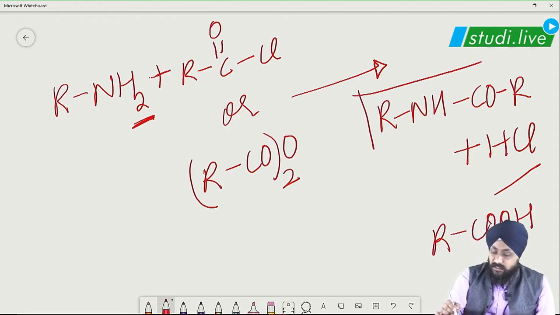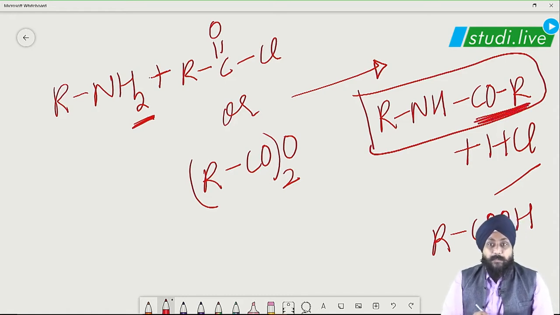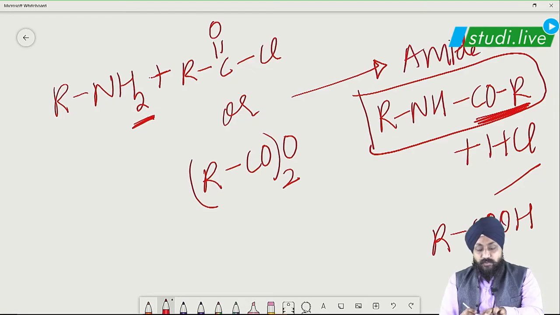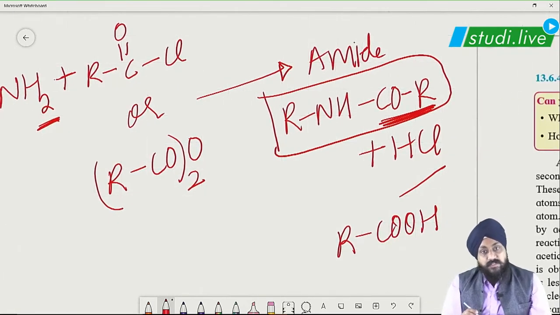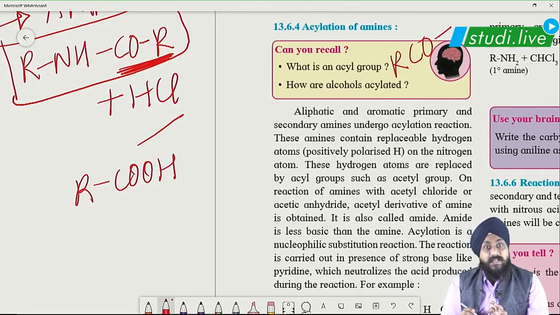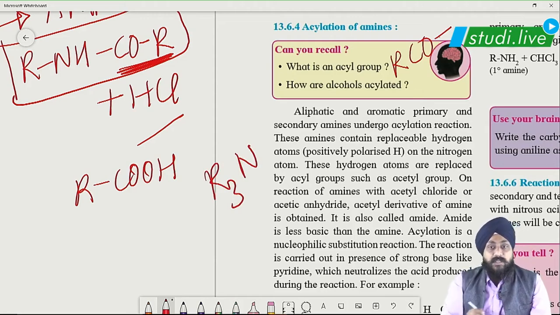Students, now we are interested more in this. See, here the hydrogen atom which was present has been replaced by what? It has been replaced by the acyl group. Now the compound formed is called what? It is going to be your amide, students. So students, here we will say aliphatic and aromatic primary and secondary amines will undergo acylation. Why not tertiary, students? Because tertiary amine does not have hydrogen on nitrogen to be replaced.